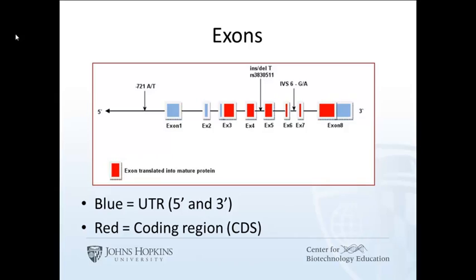The blue represents the 5' UTR and the 3' UTR. The red is the coding region. The blue to red transition represents the start codon. The subsequent red to blue transition represents the stop codon. Note that the start codon is in exon 3 and the stop codon is in exon 8. The first two exons are completely in the 5' UTR. That's very common in eukaryotic genes.